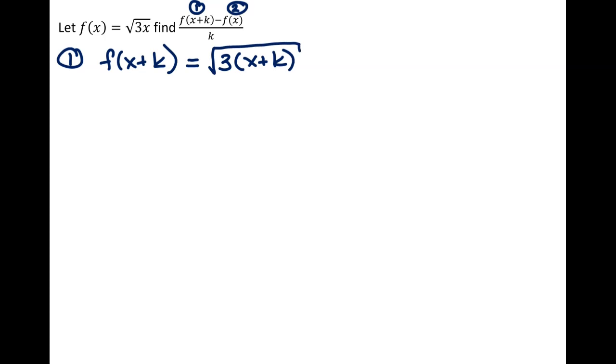Okay, so f of x is the square root of 3x, and we want to find f of x plus k minus f of x, over k. So I'm going to break this into some pieces. Piece number one, f of x plus k. F is the function that takes whatever we give it, so we're giving it x plus k, and it multiplies by 3 and takes the square root of the entire thing. And I can even clean that up a little bit by distributing the 3 through. So I'm going to make that the square root of 3x plus 3k.